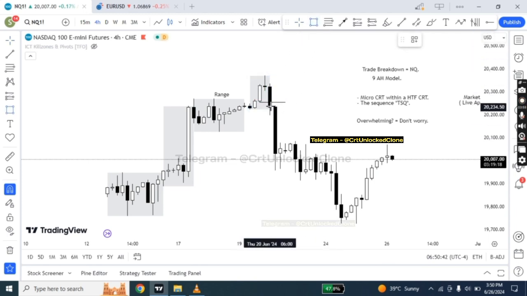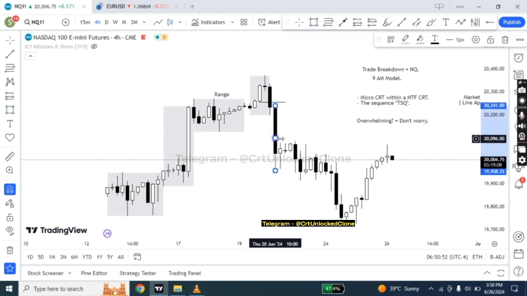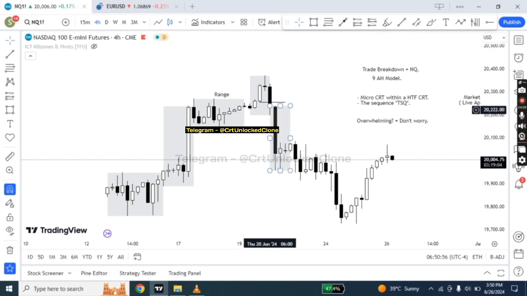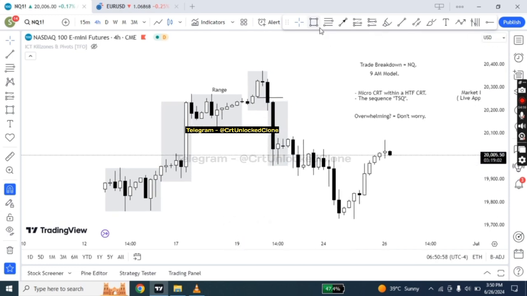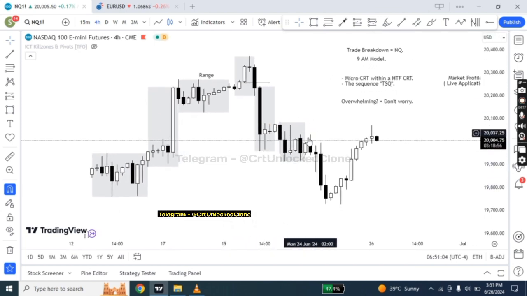And once a manipulation profile ends, we know we're going to have only one possible outcome after that, and that is an expansion, but not just a normal expansion, an expansion in the opposite direction. And you can see that we had that expansion here, and then after that expansion we had another ranging profile, and then after that ranging profile we had another expansion.